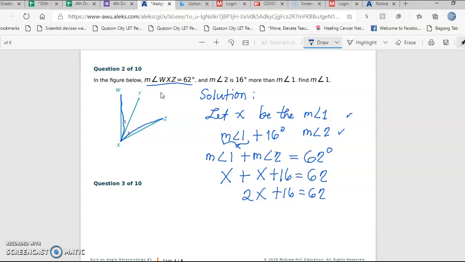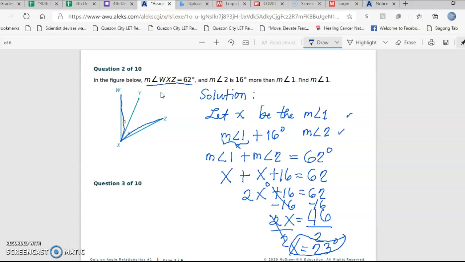Now I want to transfer the whole number 16 to the other side, so I'm going to subtract it from both sides. I have 2x equals 62 minus 16. Class, help me again with this. You're correct, it's 46. Now in order to find x, we have to divide both sides by 2. 46 divided by 2 equals 23 degrees.